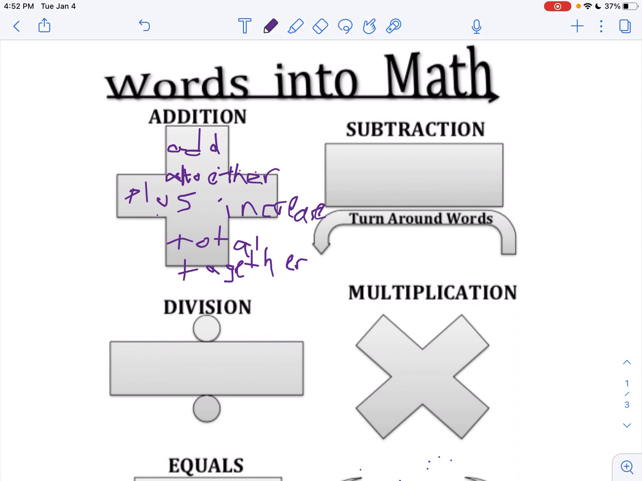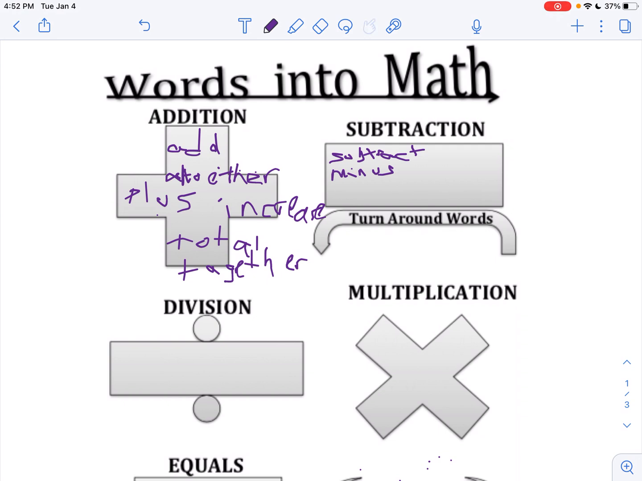Subtraction, well, for every addition you have a word for subtraction. Just think of the opposite. So the opposite of addition, or the opposite of add, would be subtract. The opposite of plus would be minus. And we'd have difference. Well, that's the answer to a subtraction problem.